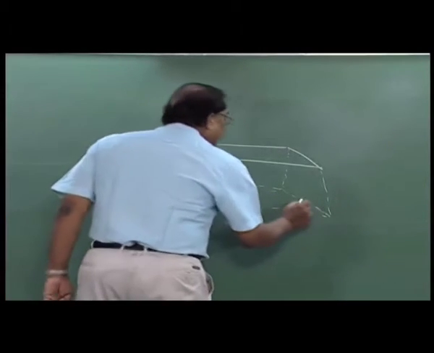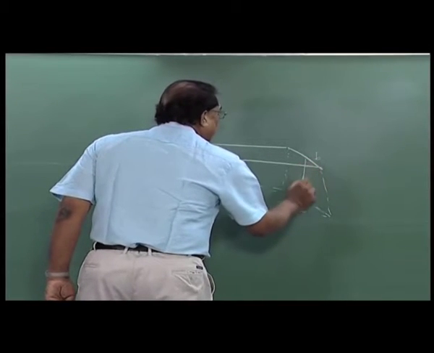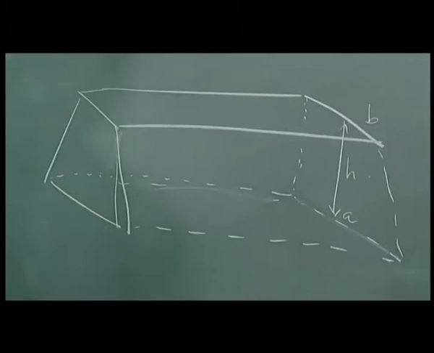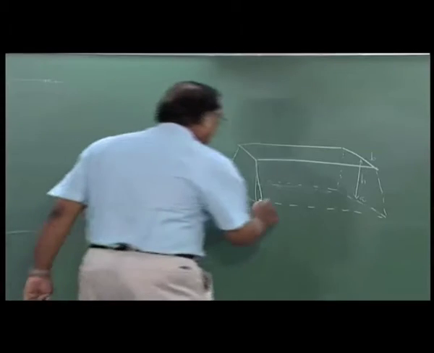Where the base is A, the summit is B and the height is H. So, here the volume is clear. It is the area of cross section into this length.